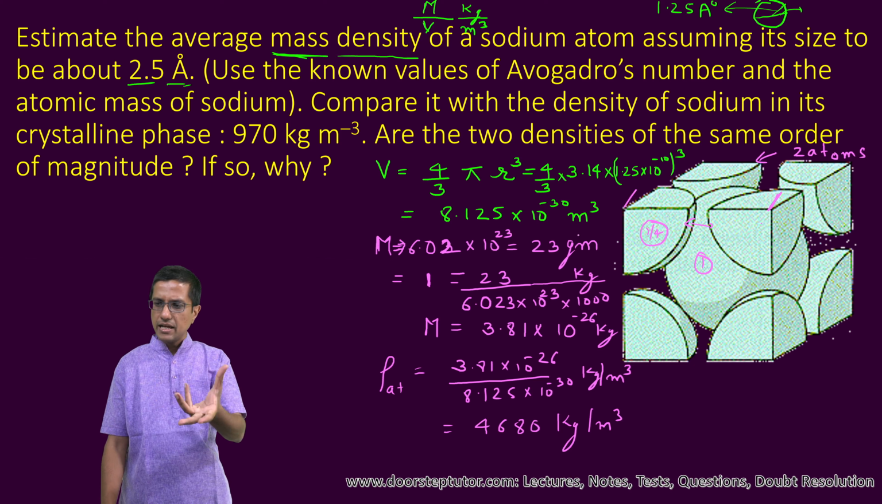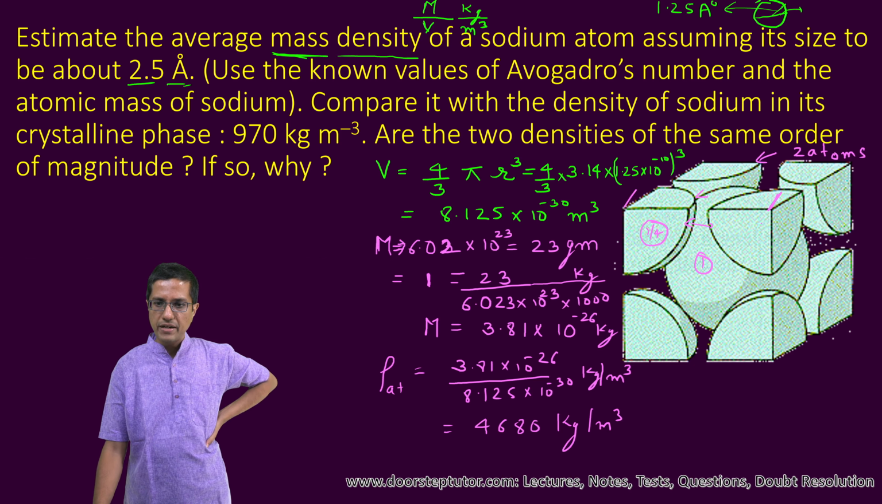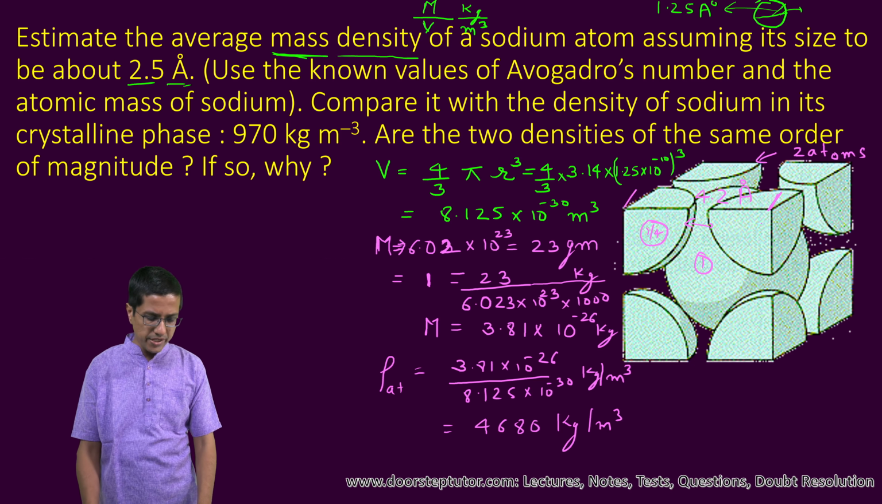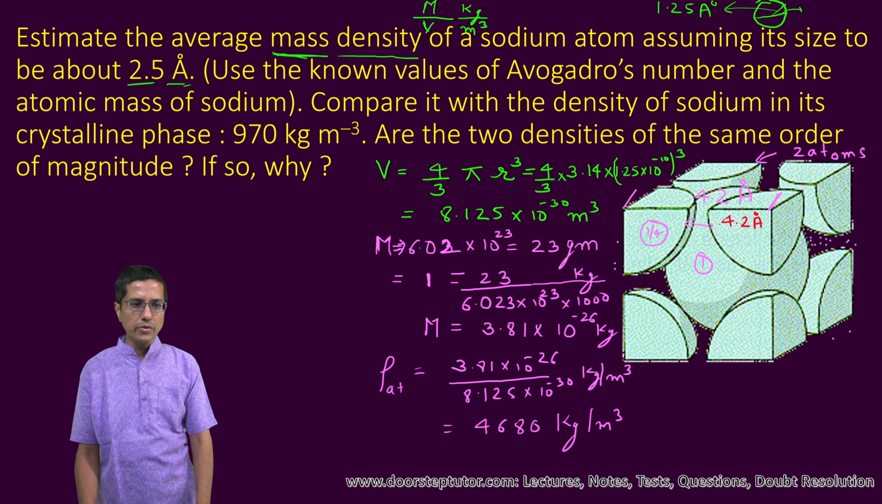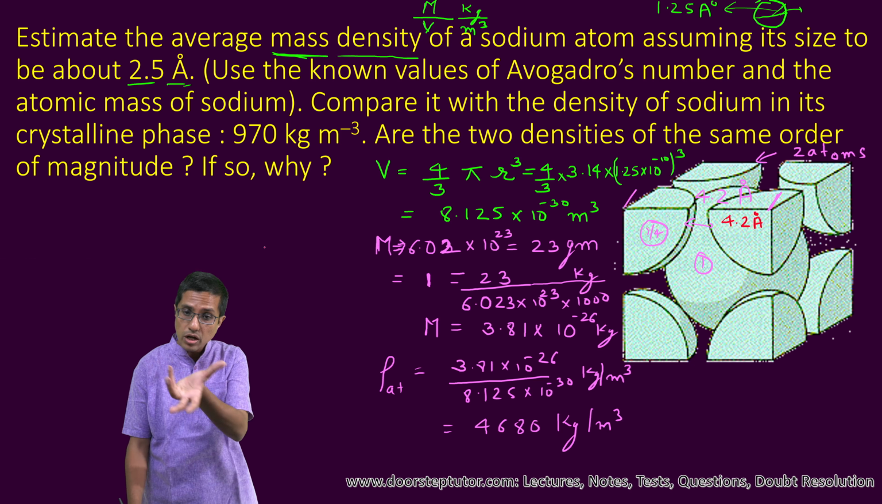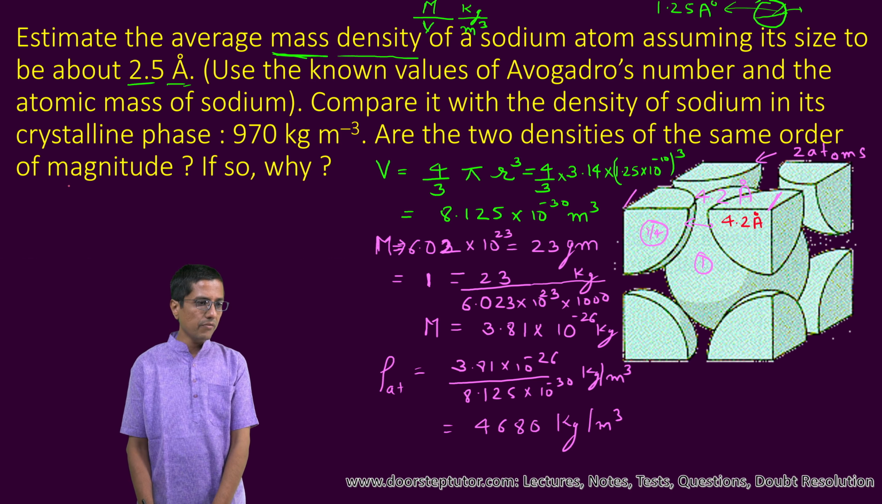That we can actually look up. It's given everywhere. It can easily be found. This comes out to be 4.2 angstroms. So this length of the side is 4.2 angstroms. With this 4.2 angstroms, we can then compute the volume of this lattice. So what is the volume of this lattice? It is 4.2 into 10 to the power of minus 10, the whole cube.